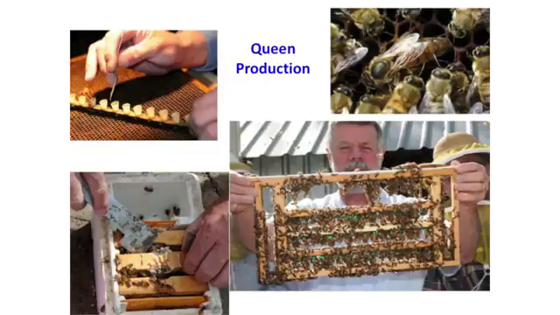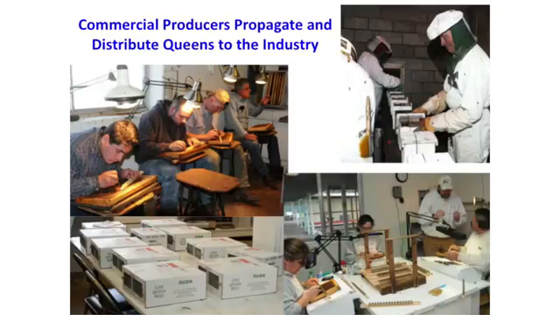I like the production strategy of the Carniolans. They seem more in tune to the environment. They kind of shut down when resources are not good and build up really fast in the spring, winter well. So I have a real bias toward that particular bee for sure.